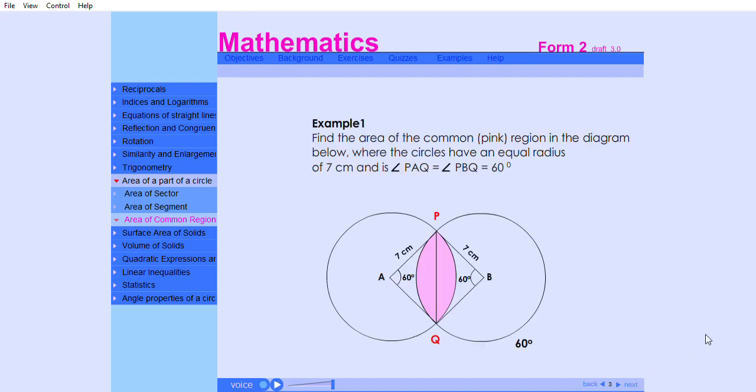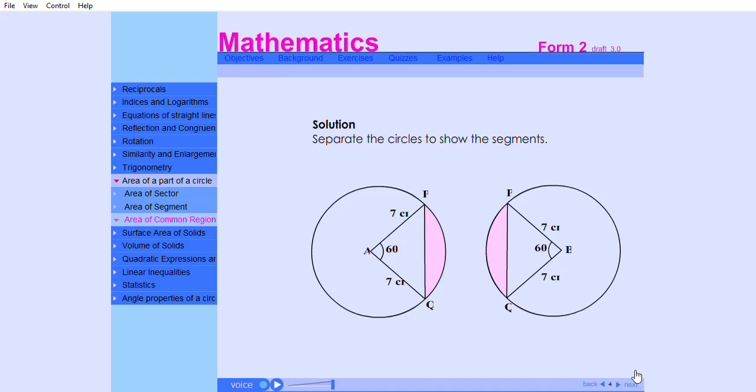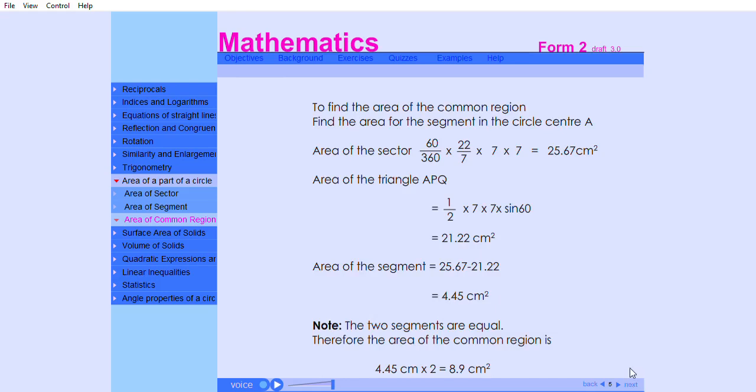Example 1. Find the area of the common region shaded in the diagram below, where the circles have an equal radius of 7 centimeters and angle PAQ is equal to angle PBQ, which is equal to 60 degrees. Solution. Separate the circles to show the segments. To find the area of the common region, find the area of the segment in the circle with center A.